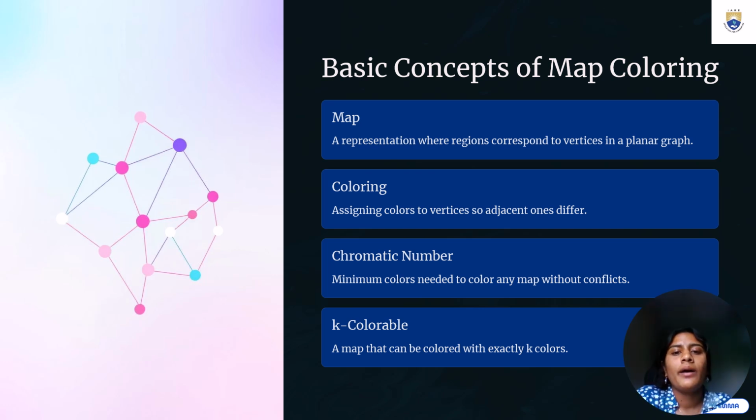What is a map? A map is a representation where regions correspond to vertices in a plane. Coloring: assigning colors to vertices so adjacent ones differ. Chromatic number: the minimum colors needed to color any map without conflicts. K colorable: a map that can be colored with exactly K colors.